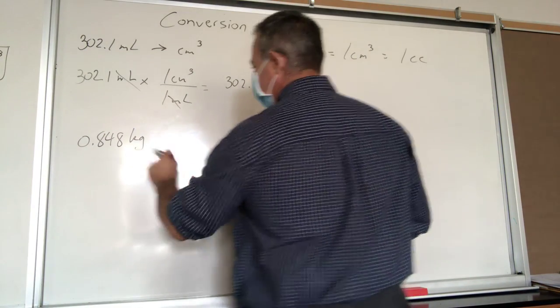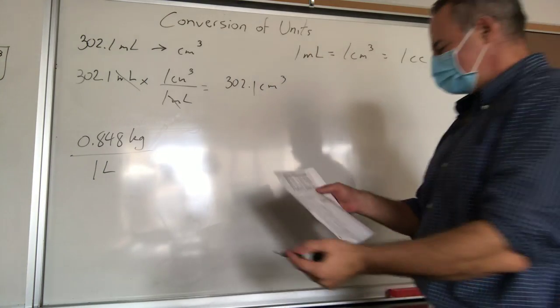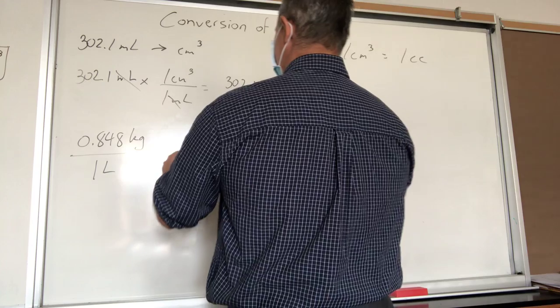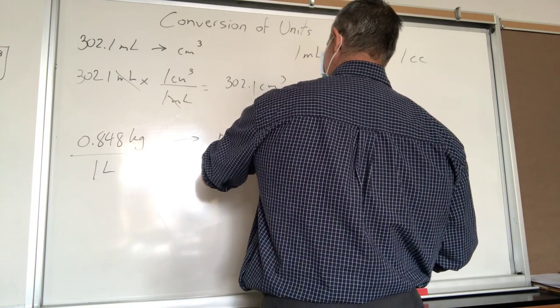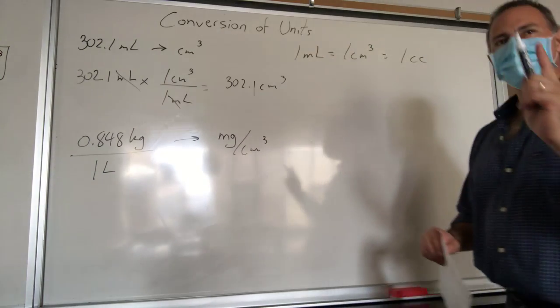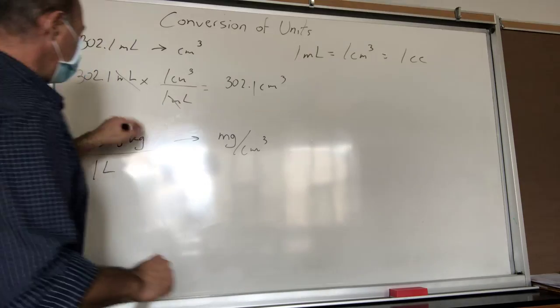I'm gonna rewrite it in a fraction so you can see it more clearly. But if you write it sideways, it doesn't change anything. And you wanna convert to milligrams per centimeter cubed. Okay, we'll work on one unit at a time, and we'll get both of them. So the first one we're gonna work on is the kilograms.